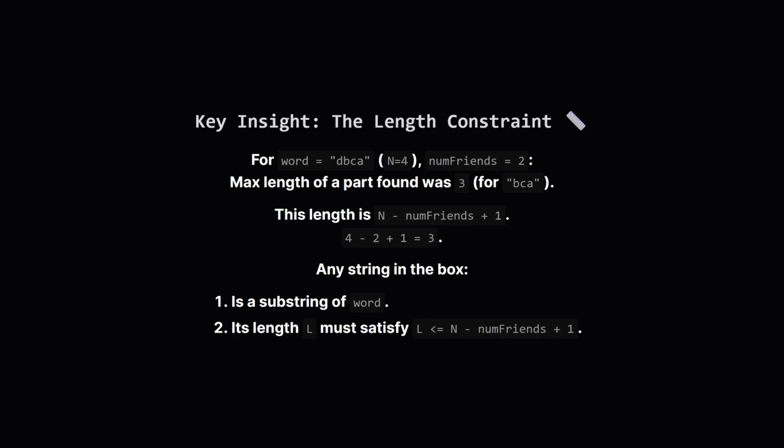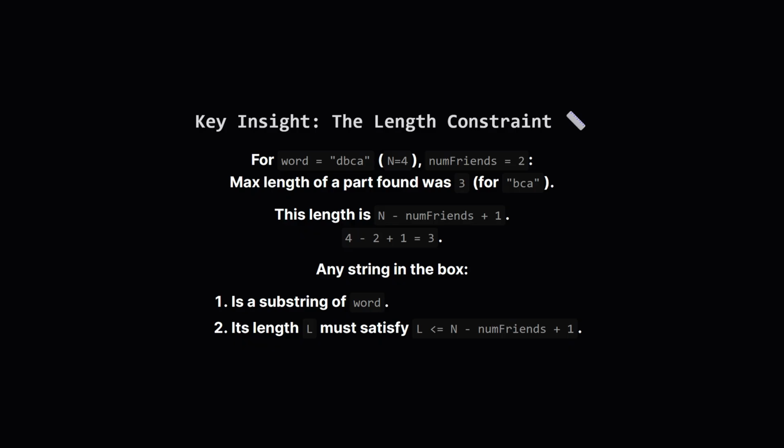Now, notice something important from that example. The original word DBCA has a length of 4. We were splitting it for 2 friends. The longest piece we actually got was BCA, which has a length of 3. This length, 3, isn't just a coincidence. It's the maximum possible length any single piece could have in this scenario.